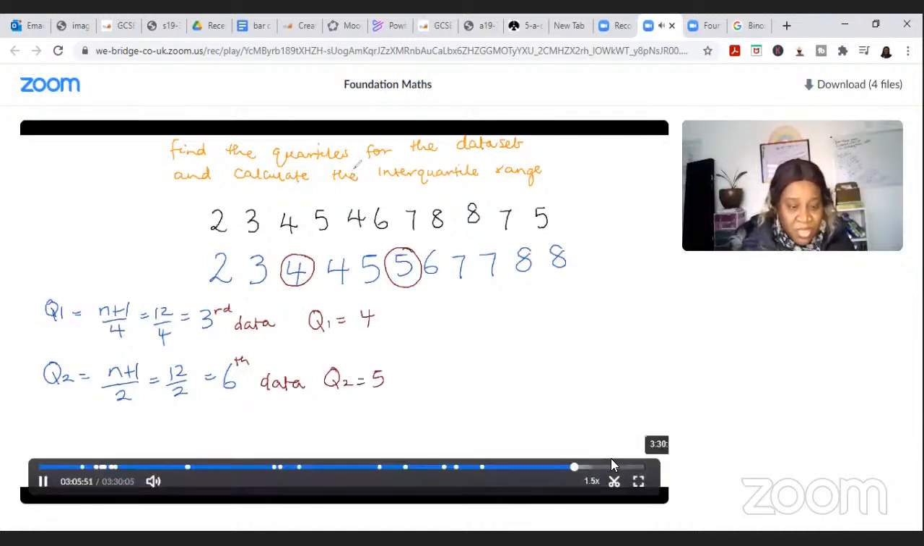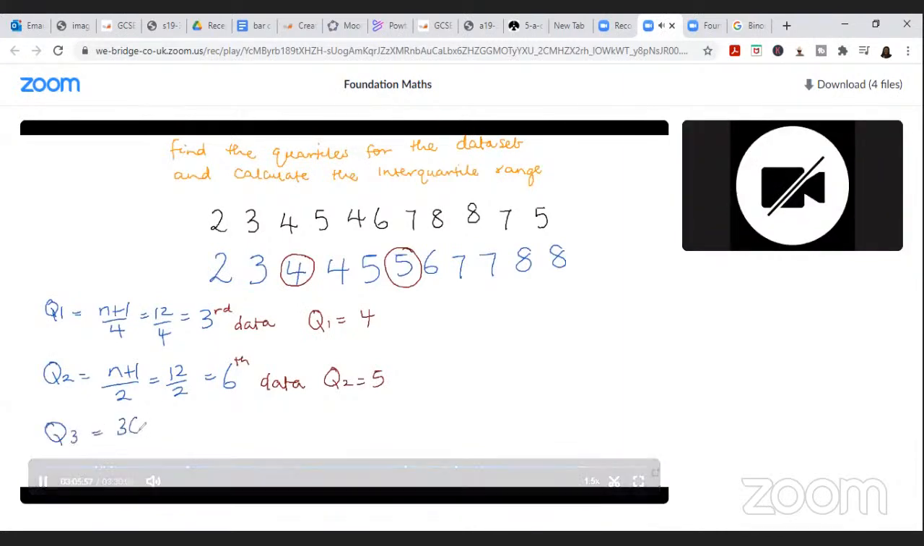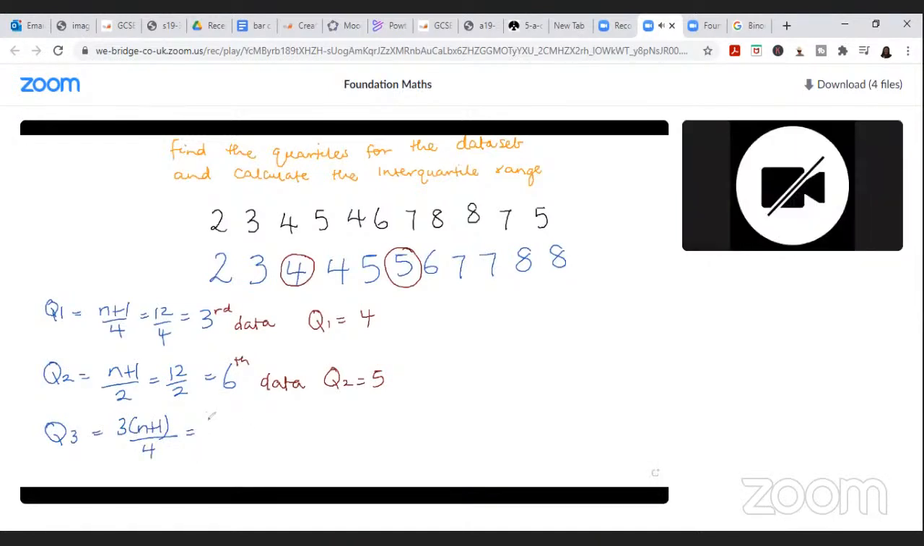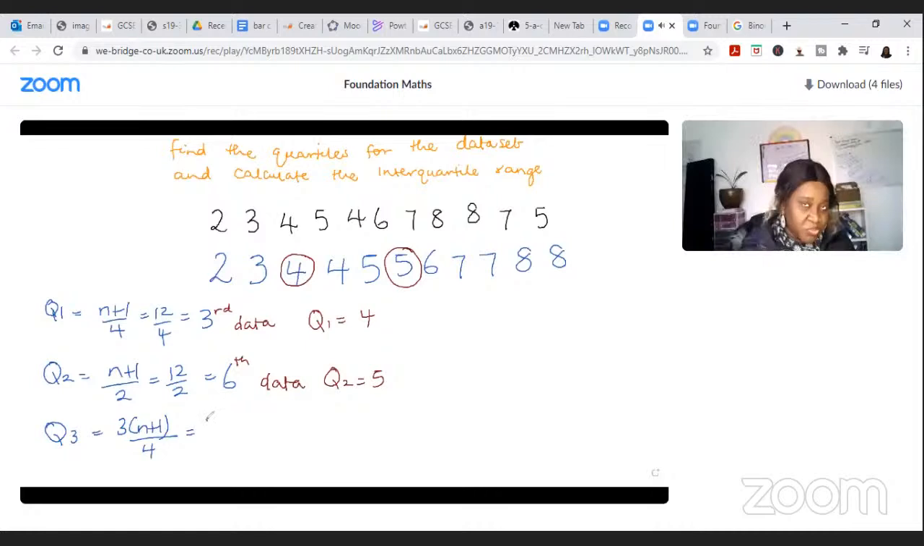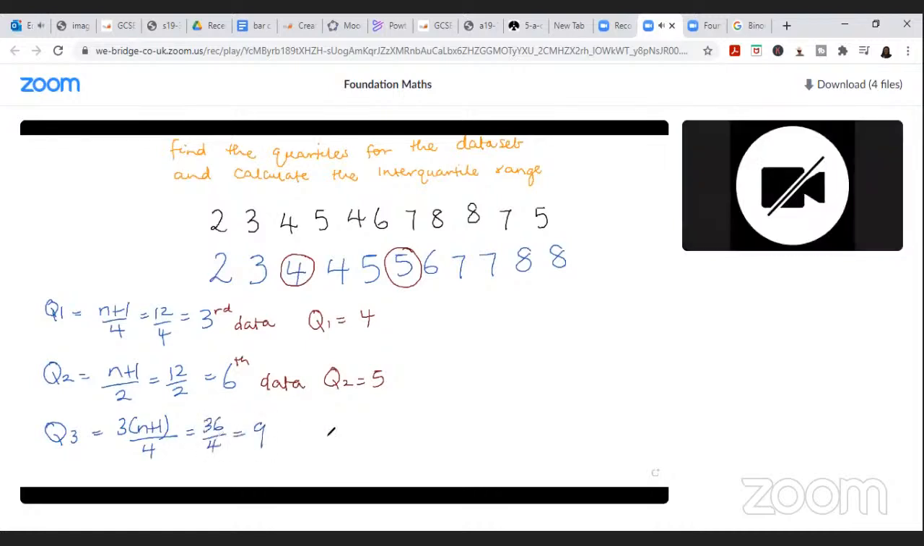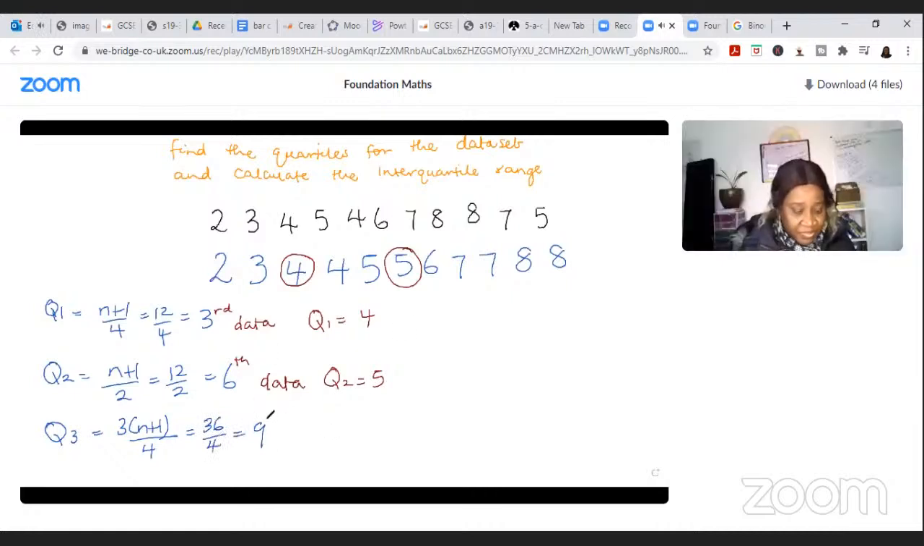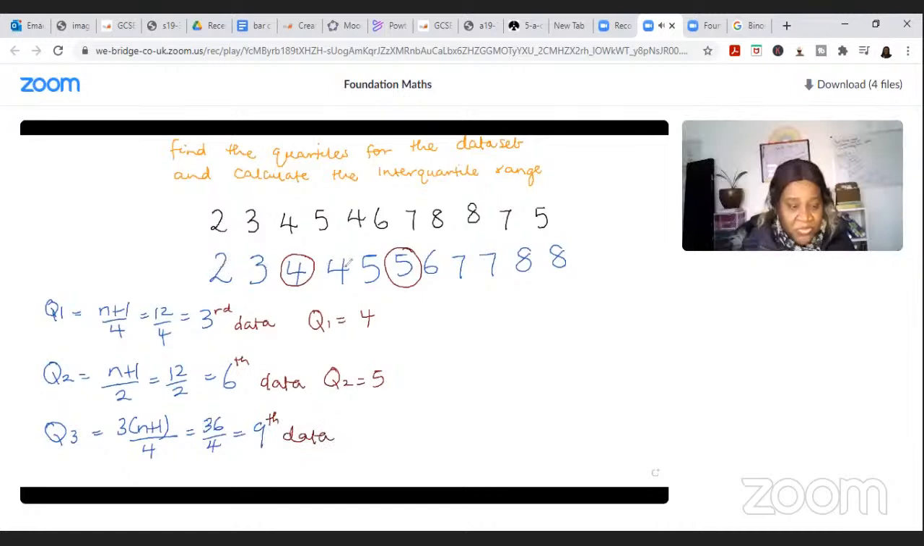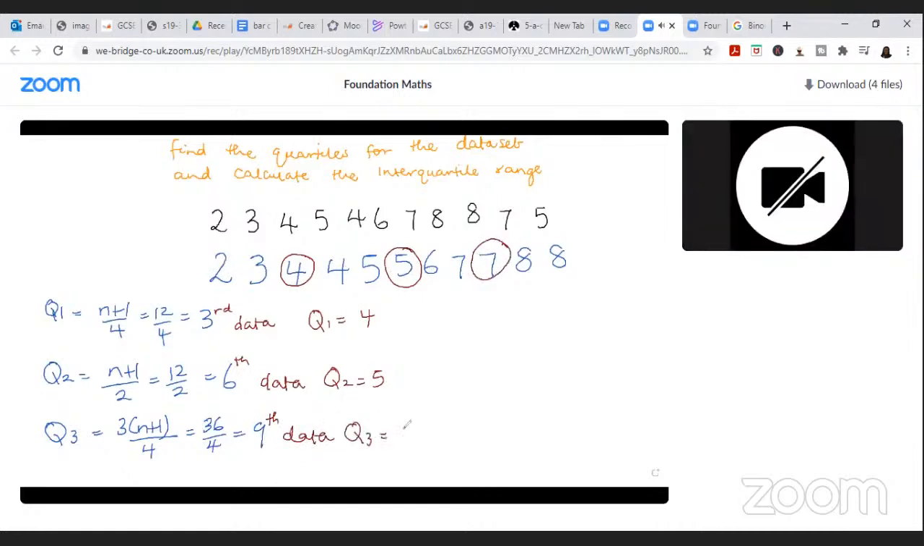The last one would be Q3, 3 in bracket n plus 1 over 4, which is equal to 3 multiply 12 over 4, which is equal to 9. So that would be the ninth data, and it's going to be 7. So 1, 2, 3, 4, 5, 6, 7, 8, 9. Q3 equals 7.